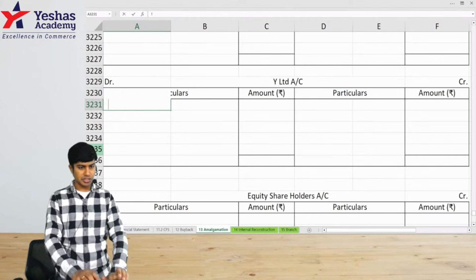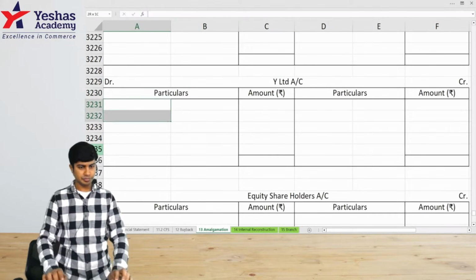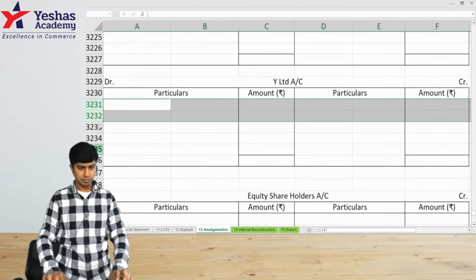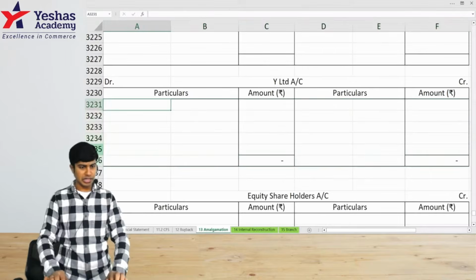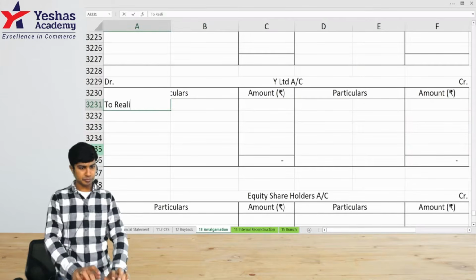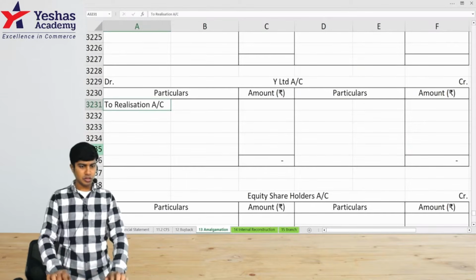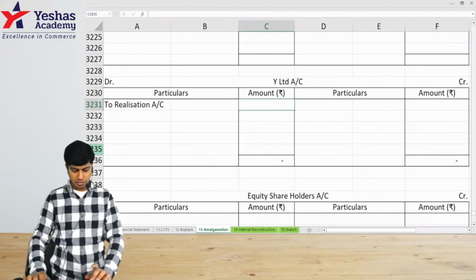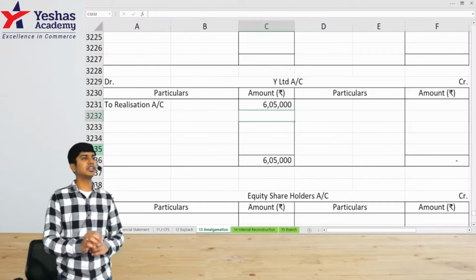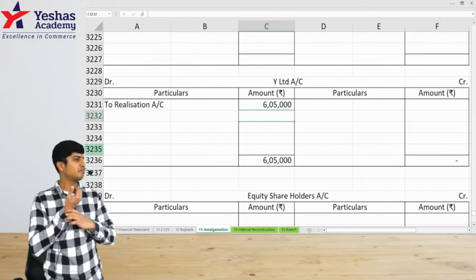What would I write here on the debit side? To realization. How much here? To realization, 6 lakh 5. Then you should write receipt of PC.